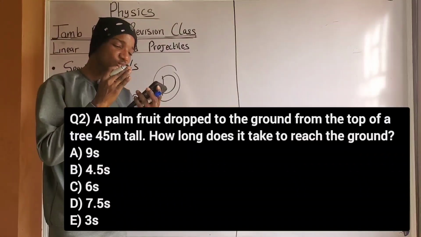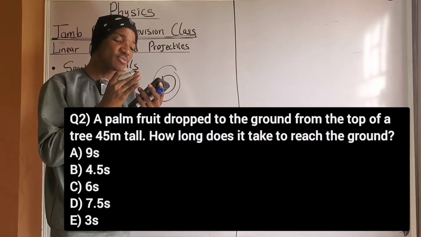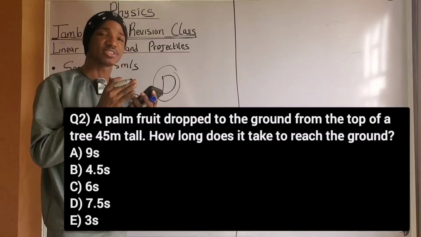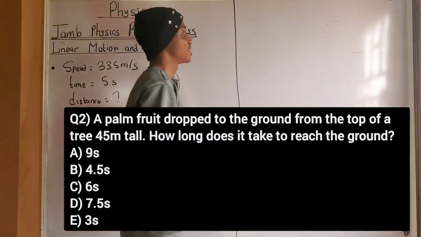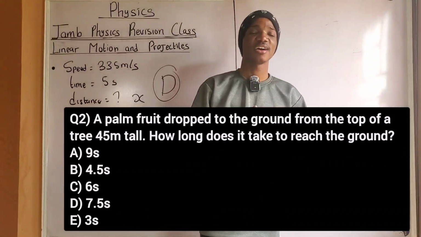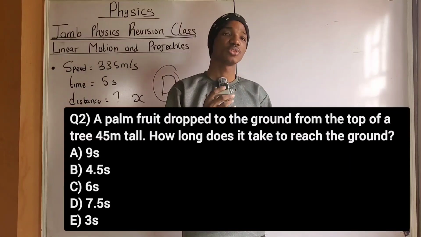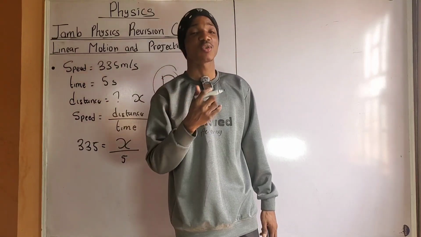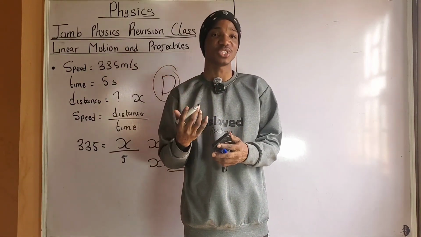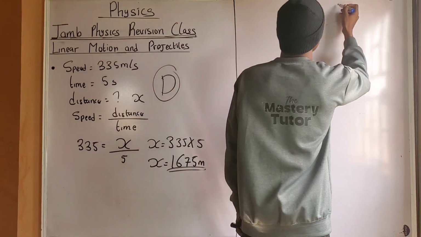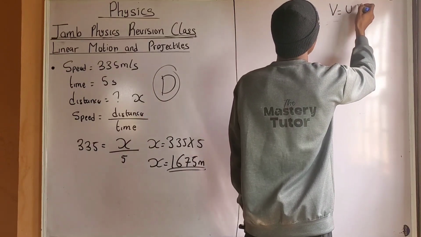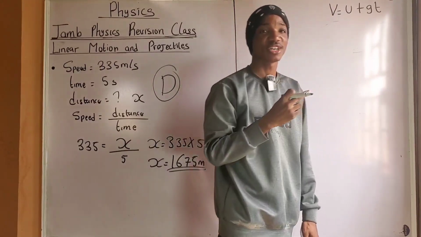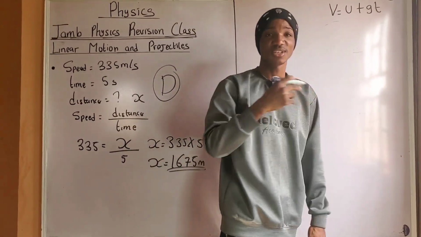A palm fruit dropped to the ground from the top of a tree 45 meters tall. How long does it take to reach the ground? Okay. Now, please pay attention. I want to introduce you to 3 equations that are important as touching these topics. You understand? And they are called equation of motion under gravity. Are you getting it? The first equation is V equals to U plus GT. Where A is acceleration due to gravity, like G. G is acceleration due to gravity.